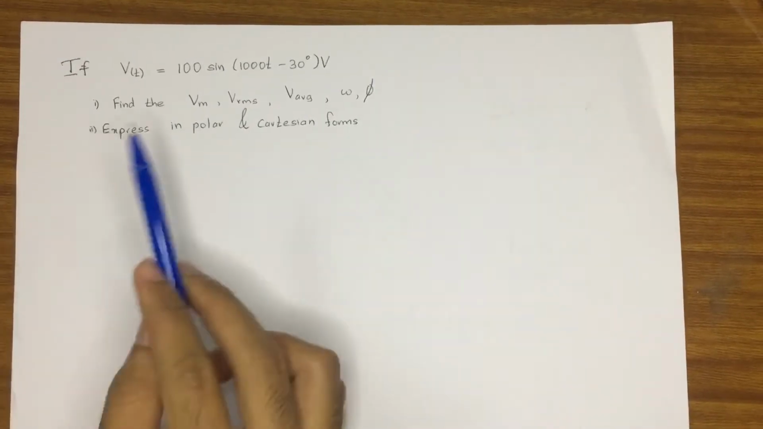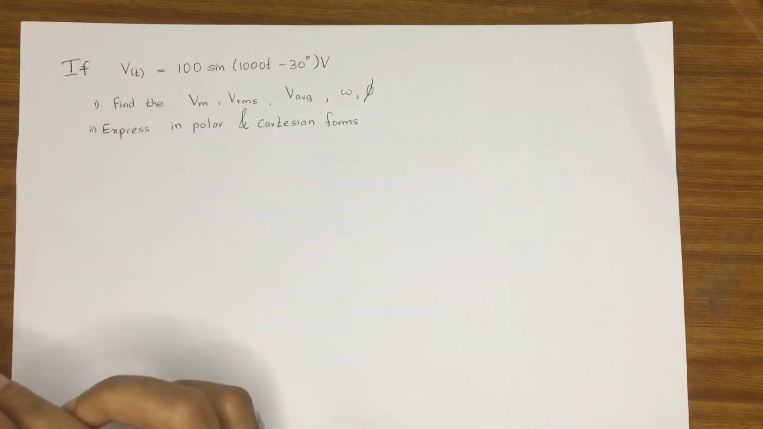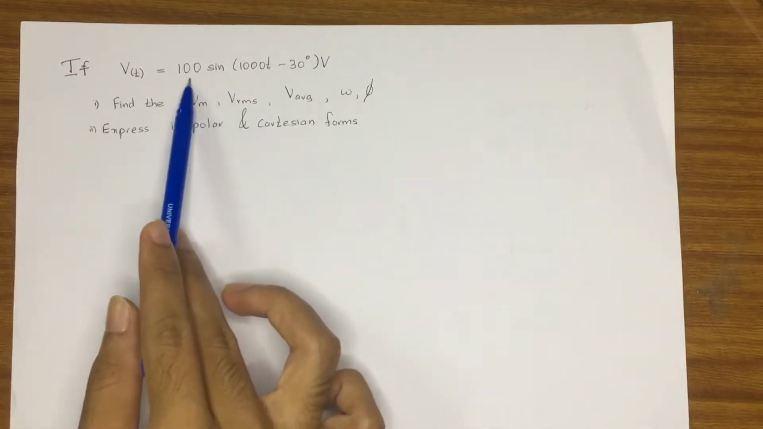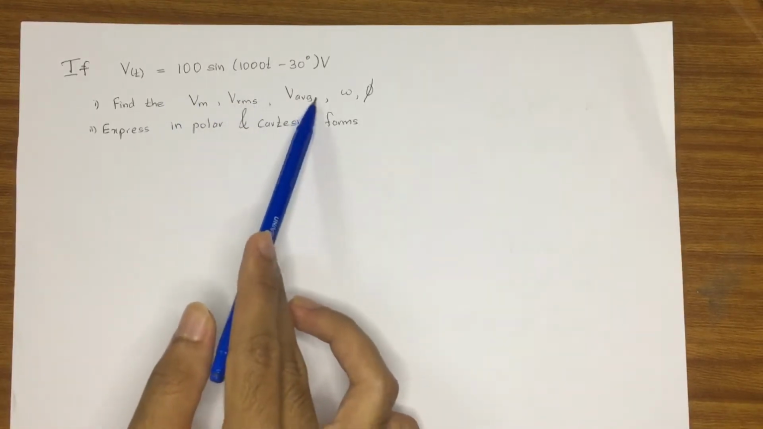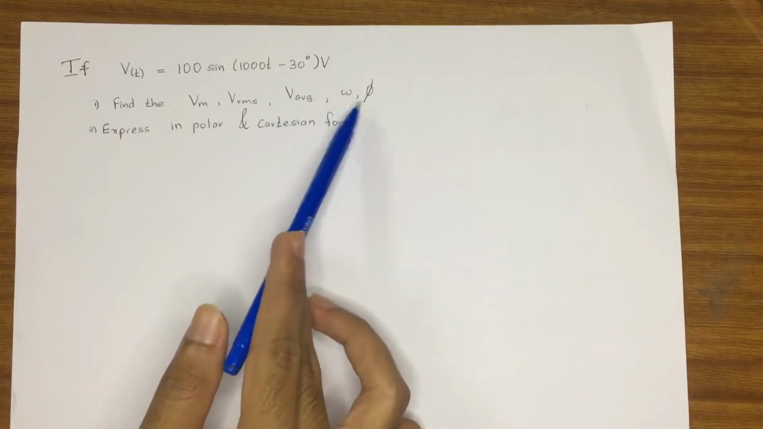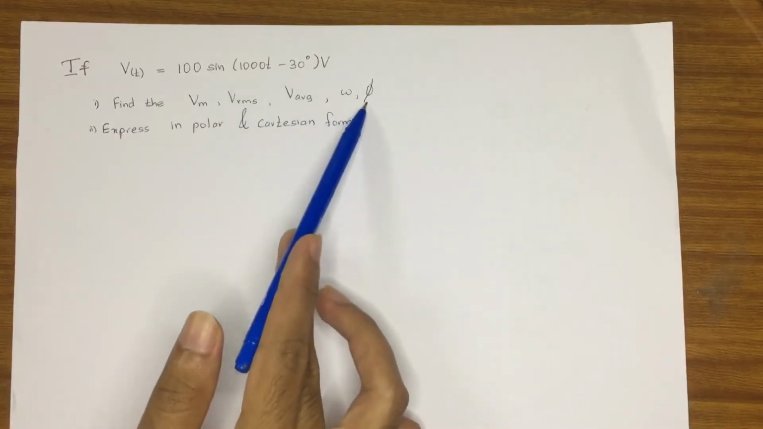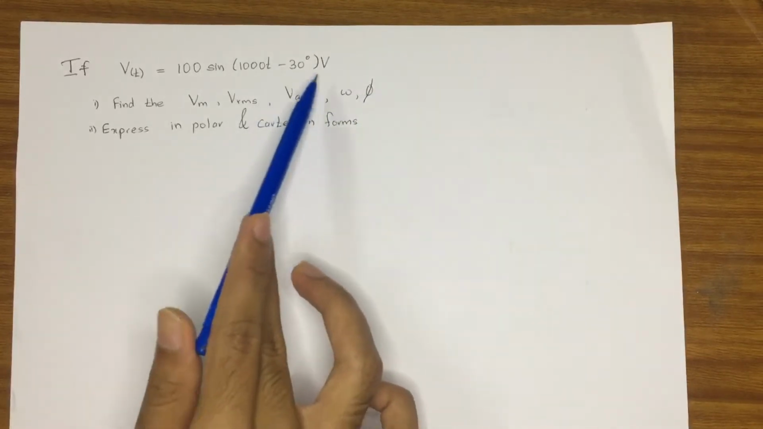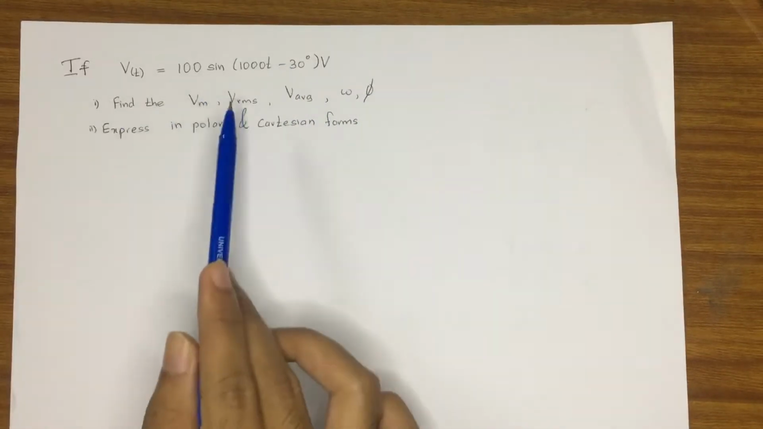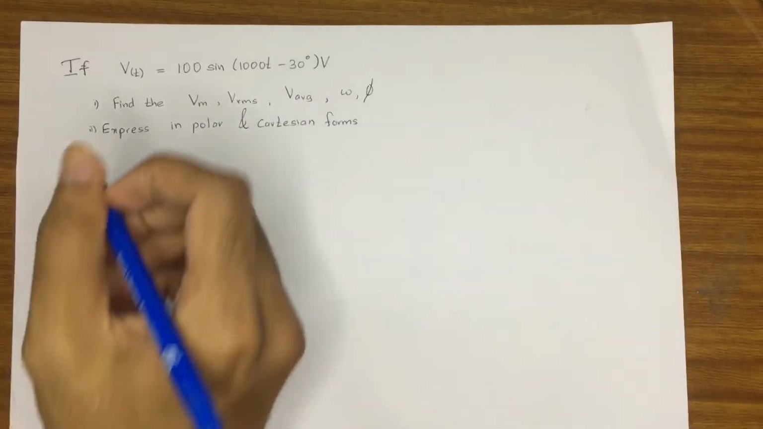Before that, they have asked a simple question to find the maximum value. Vm simply means the maximum value of voltage, and you can tell it's going to be 100. We also need to find the VRMS value, the average value of voltage, omega and phi. The omega value is 1000 radian per second, and phi is minus 30. But we need some calculations to figure out the other two values.